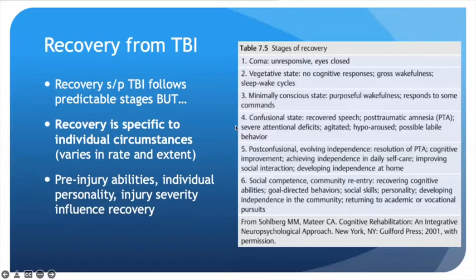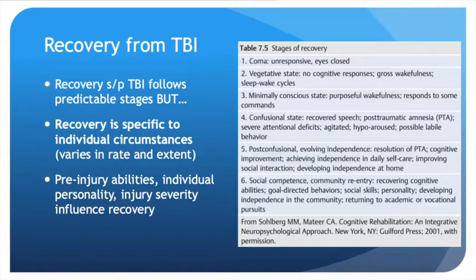The patient might be agitated at this stage, still not fully aroused, and possibly show emotional lability, the lack of ability to control their emotions. Then there's a post-confusional state where there's evolving independence, perhaps a resolution of post-traumatic amnesia, cognitive improvement, achieving independence. They're starting to get their ADLs back. They're able to perform certain daily self-care routines again. Social interaction aspects improve and they start to develop more independence.